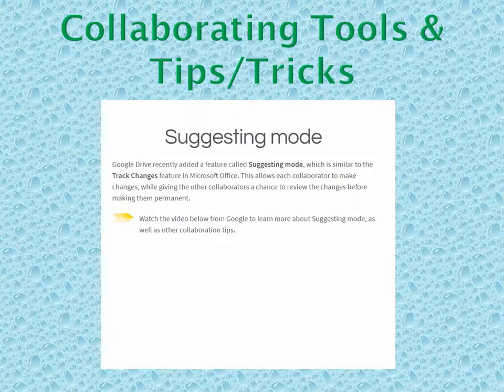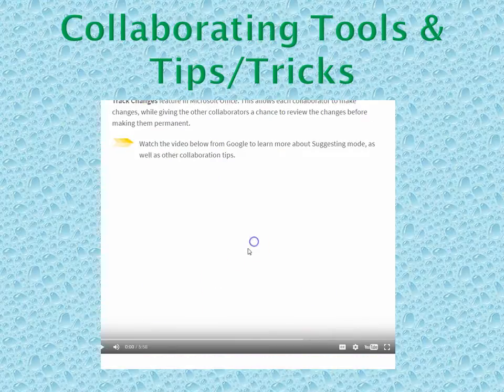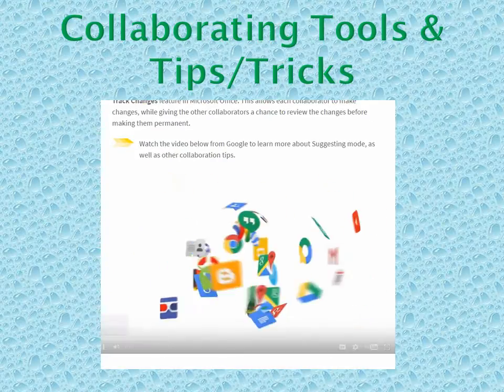This is the suggesting mode. Google Drive recently had a feature called suggesting mode, which is similar to the track changes feature in Microsoft Office, so if you're familiar with that. This allows each collaborator to make changes while giving the other collaborators a chance to review the changes before making them permanent. There is a video here that talks about some of the tips and tricks that go along with Google Drive and the collaboration, as well as just being able to use it. So we are going to take a look at that now.